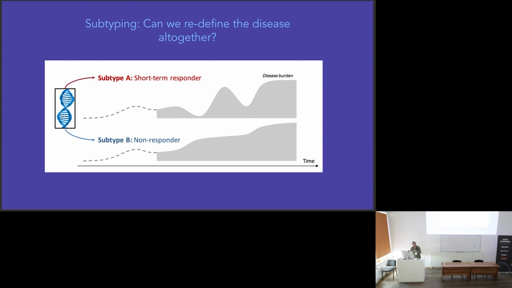So whatever I described is the source of why people started to think about disease subtyping and trying to solve such a problem, finding these characteristics of the different disease subgroups.